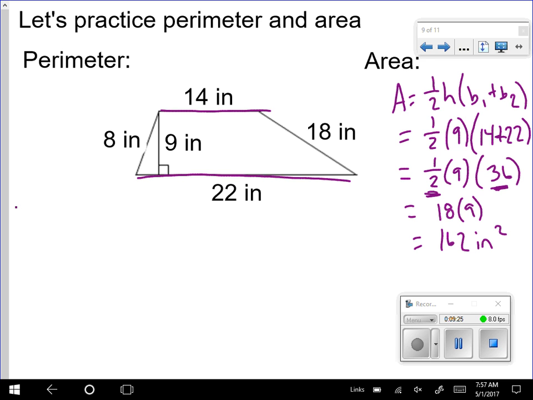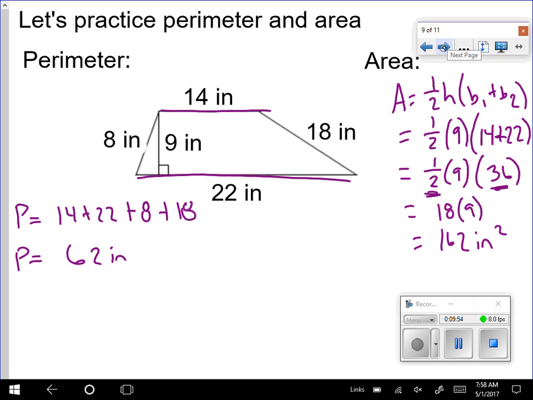With the perimeter, obviously we're just going to add all our sides, so we have 14 plus 22 plus 8 plus 18. And we're going to work from there. So add all of those up, and we would get 62 inches. Okay, make sure to label. Pause this if you need. Make sure you write this down. We'll be checking for this in your notes.